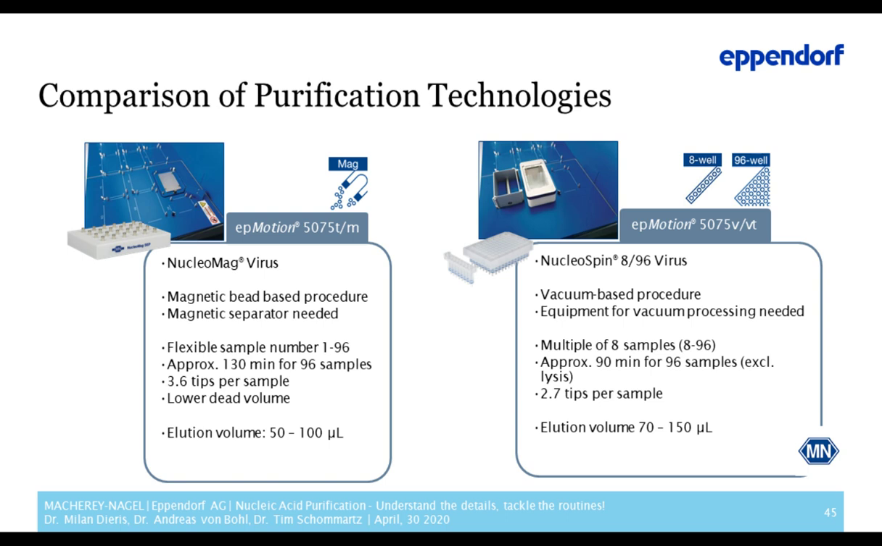On the other hand, the slight disadvantage of the magnetic bead-based procedures is that they always take longer, because you always need to aspirate and dispense more buffers in comparison to the silica membrane-based kits. So you can see on the left 130 minutes approximately for 96 samples with the magnetic bead-based purification kit, and on the other hand only 90 minutes with a vacuum-based, so silica membrane-based purification kit. The advantage of the silica membrane-based kit is clearly also the tip consumption. So the tip consumption is, of course, lower in comparison to the magnetic bead-based kit. On the other hand, the magnetic bead-based kit has a lower dead volume or a lower elution volume in comparison to the silica membrane kit.